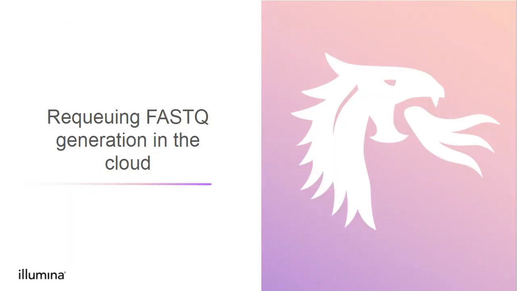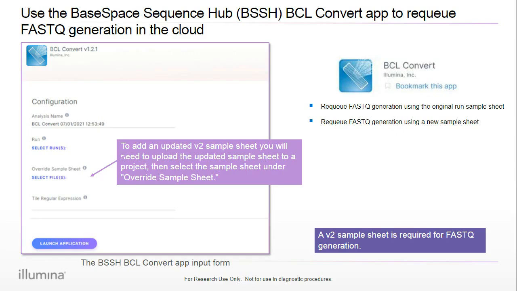Now that we understand how to requeue the analysis locally, let's talk about requeuing on the cloud. The version 1.2.1 BCL Convert app requires that a new sample sheet must first be uploaded into a BaseSpace project before use. Then the new sample sheet can be selected and used in the Override Sample Sheet option on the app's configuration page. The DRAGEN NextSeq 2000 workflow cannot be requeued in the cloud.